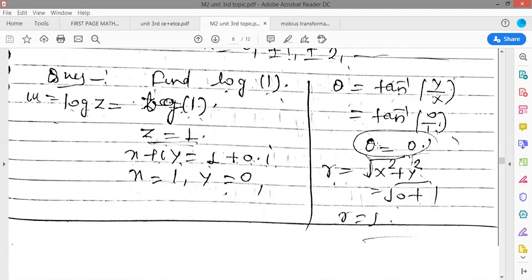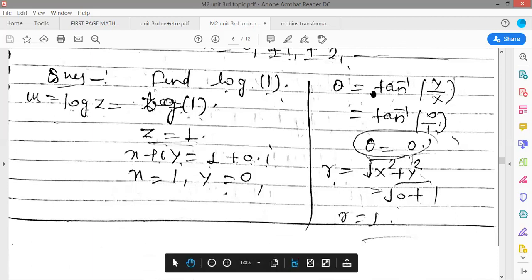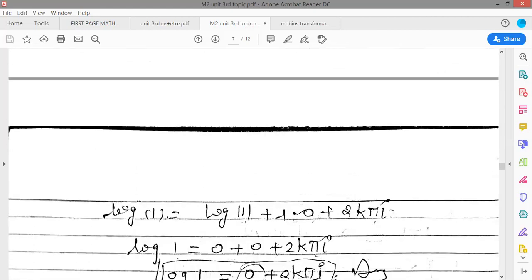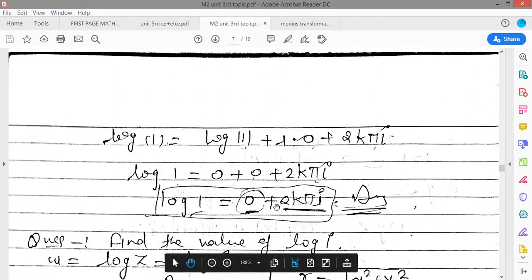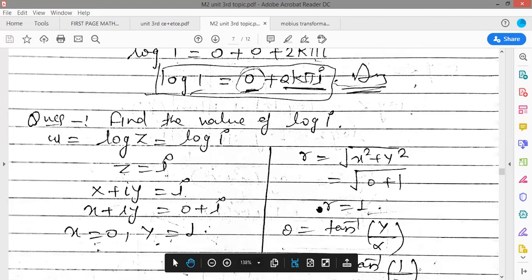So just find x square plus y square. So r is equal to 1 and theta is equal to tan inverse y upon x. So theta is equal to 0. So just put all these values in the above formula. So log 1 is equal to log mod 1 plus i tan inverse y upon x value, that means theta value is 0, plus 2k pi i. So log 1 is equal to 2k pi i. Because log 1 is 0, this one also will be 0. So our log 1 value is only 2k pi i.